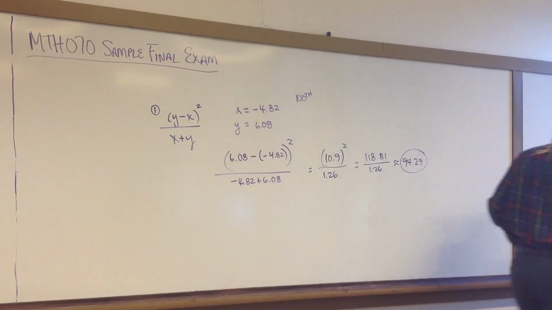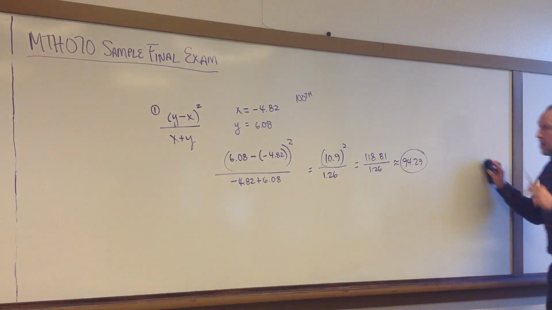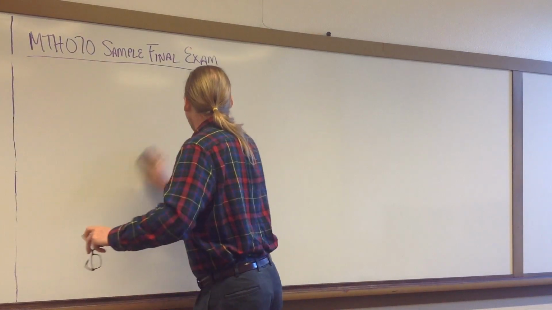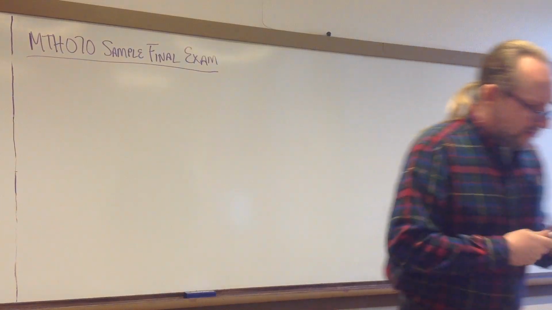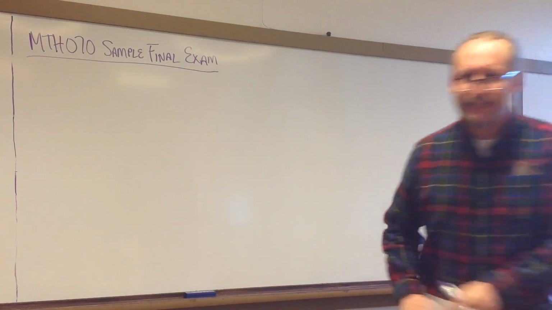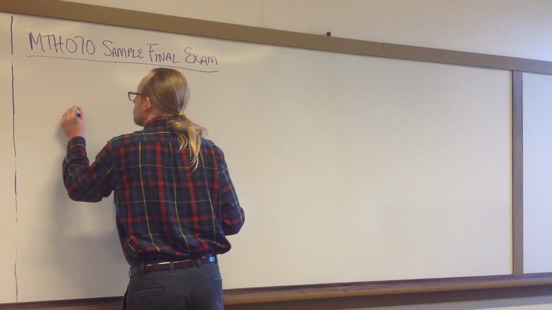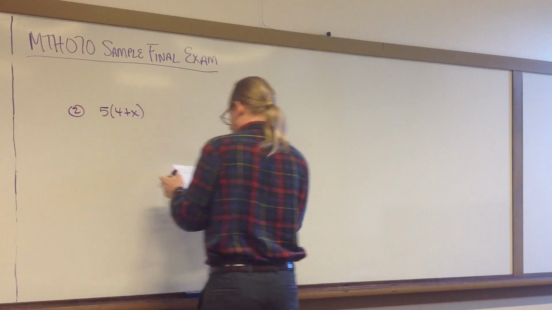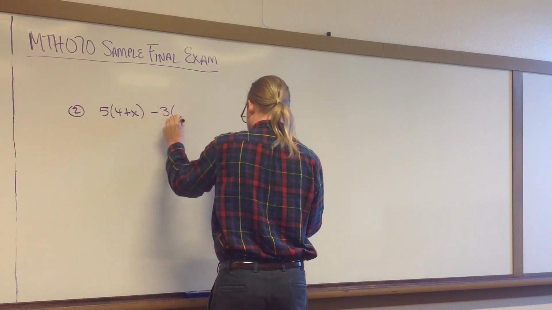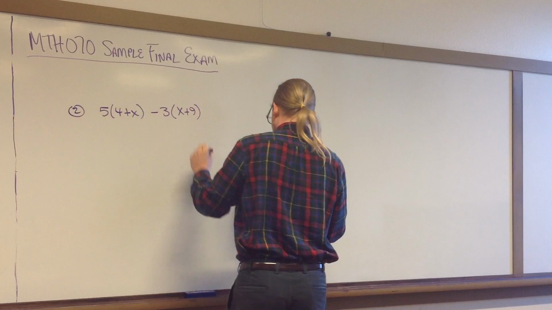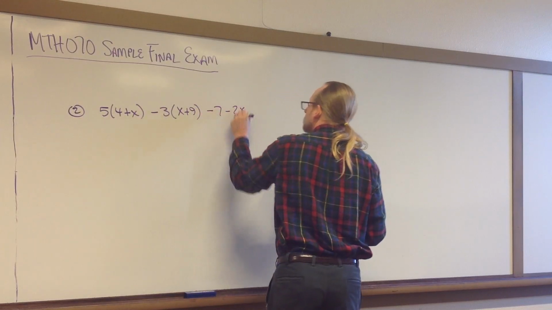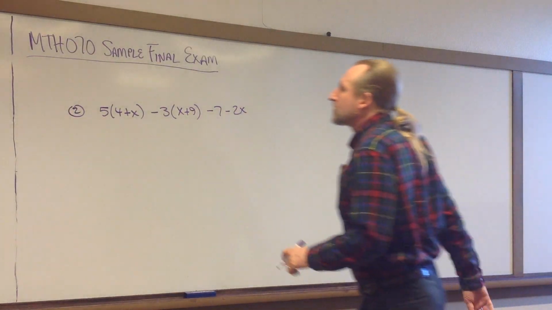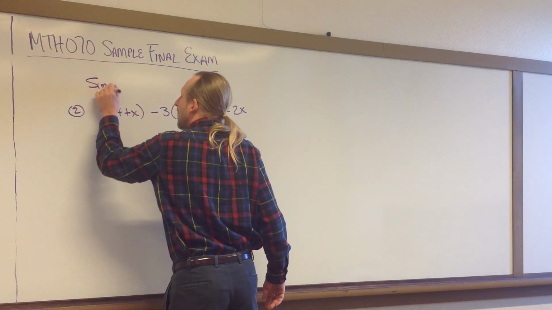Problem 2. Notice problem 2 says simplify. I'll point out 2 things about problem 2. First, I'll write it down: 5 times (4 plus x) minus 3 times (x plus 9) minus (7 minus 2x). The first thing I want to point out about problem 2 is that the instructions say simplify.